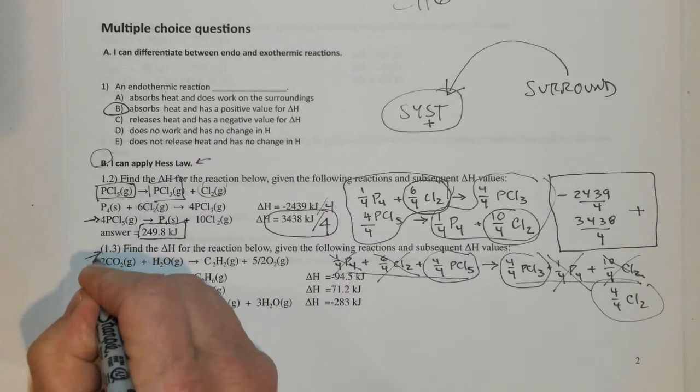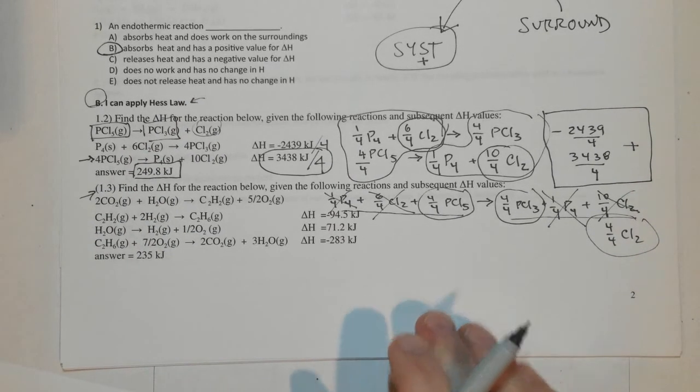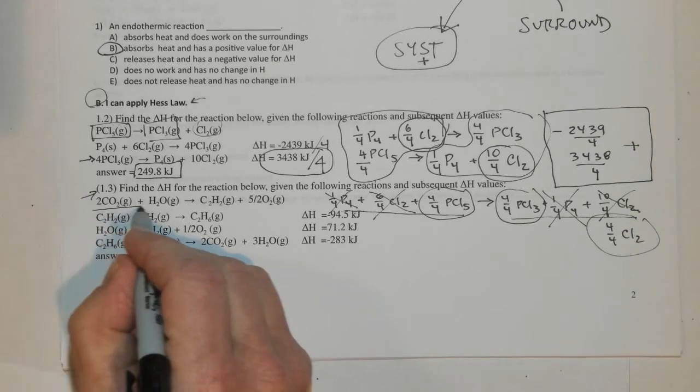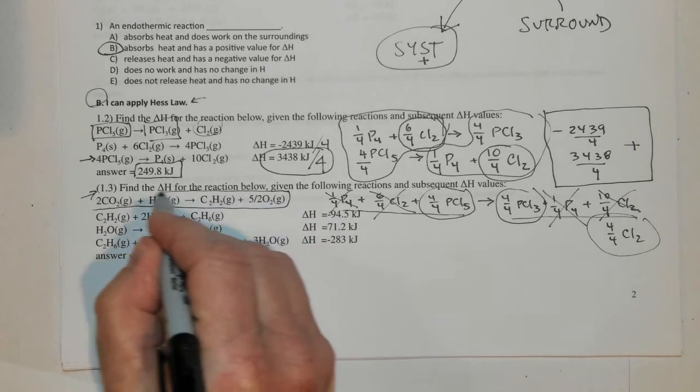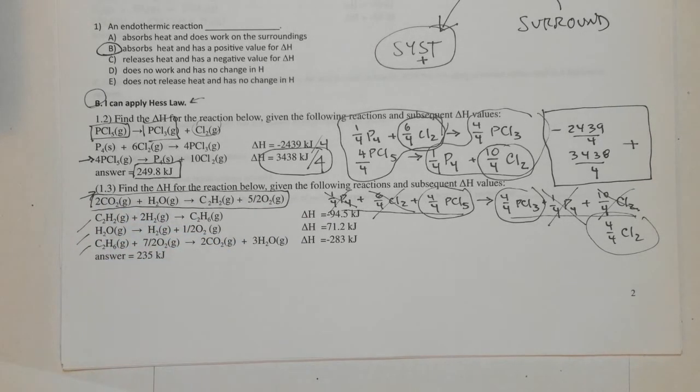Let's do the second one, 1.3. Find the delta H for the reaction below, given the following reactions and subsequent delta H values. So here's my goal reaction right here on the top. And now I need to manipulate these three reactions to end up getting this goal reaction.